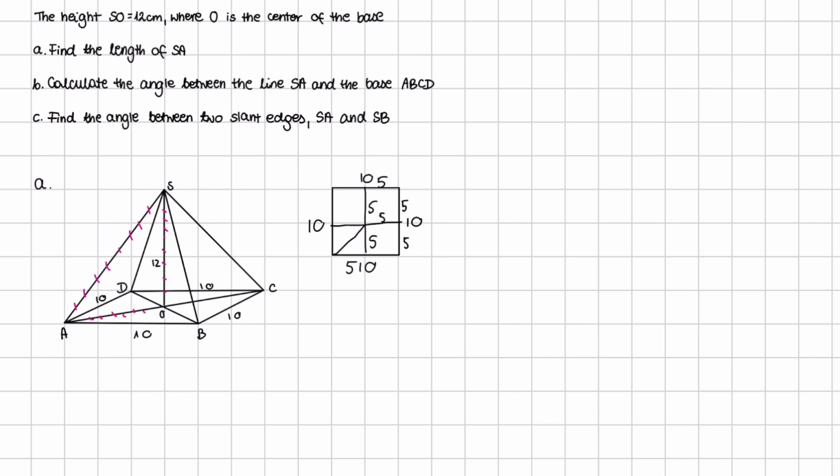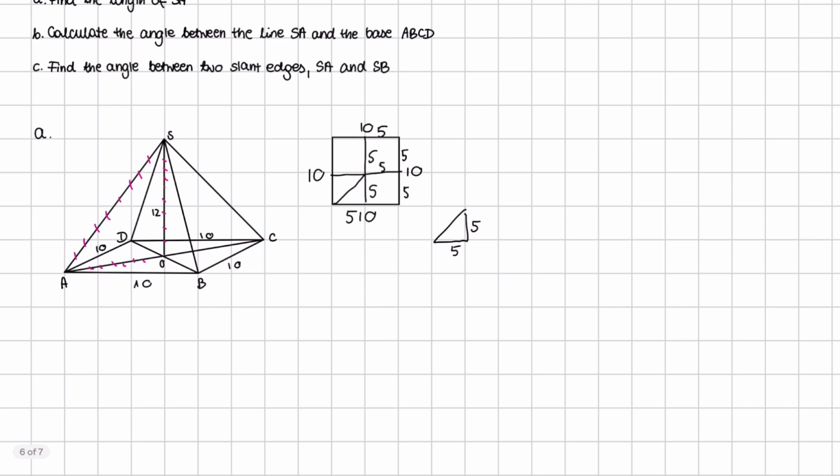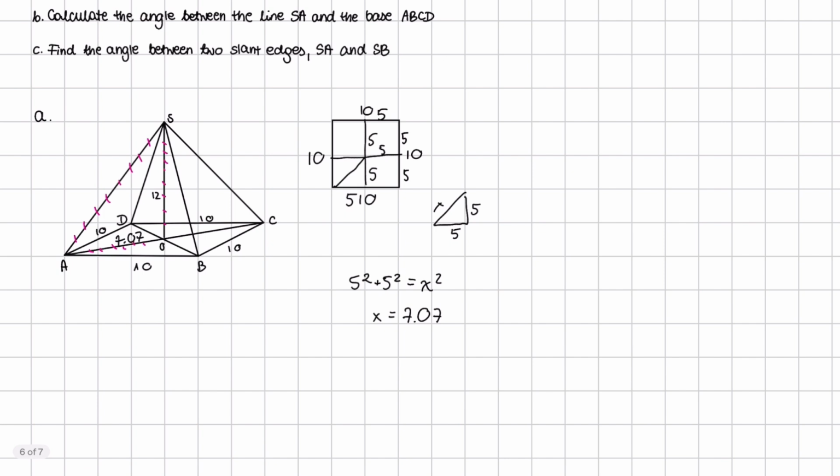So this AO is the hypotenuse of our triangle with sides 5 and 5. So firstly, let's find it from the Pythagorean theorem. Let's denote it as x. So 5 squared plus 5 squared equals x squared. So our x is 7.07. So this is our AO, 7.07. And now we can find our AS or SA from the Pythagorean theorem.